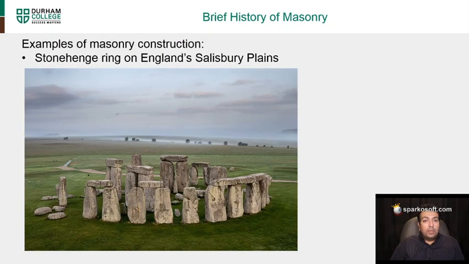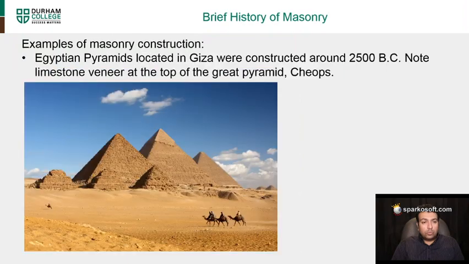So just to show you some examples of masonry construction, you have the Stone Age ring in England, an extremely old concrete masonry structure using lintels. Then you have the Egyptian pyramids located in Giza. That's another example of stone construction. You can even see that they had limestone veneer on top. We'll talk about veneer later on in this introduction section.